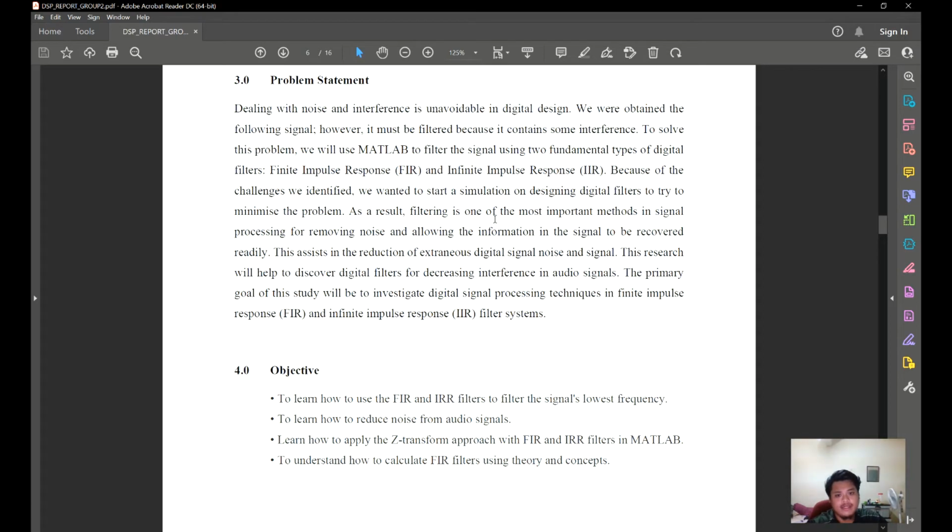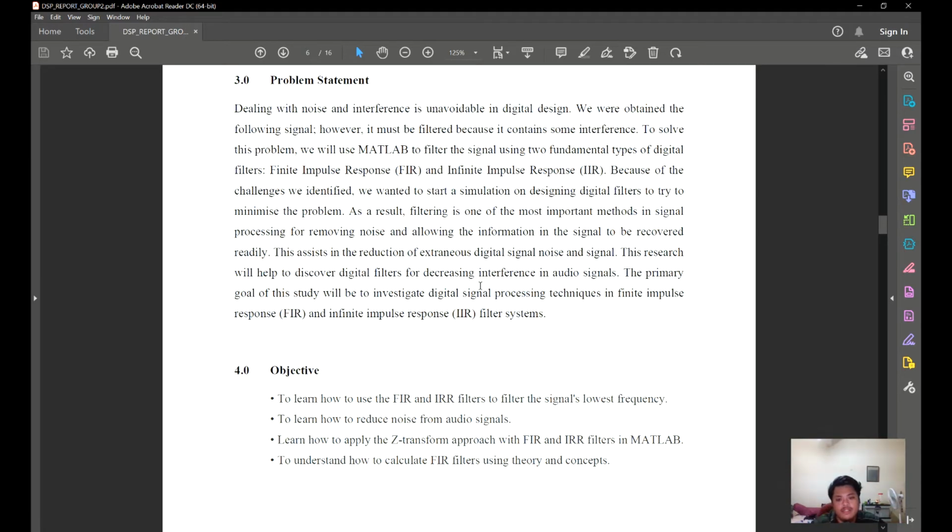For my part is the problem statement that you can see here. Noise interference is noticeable in digital design. So we obtain the signal that we filter because the noise has interference. We use MATLAB to filter the signal using two fundamental types, which are FIR, finite impulse response, and IIR, infinite impulse response. So we identify the challenges. The filter is one of the most important methods in signal processing, removing noise and allowing the information in the signal to be recovered readily.